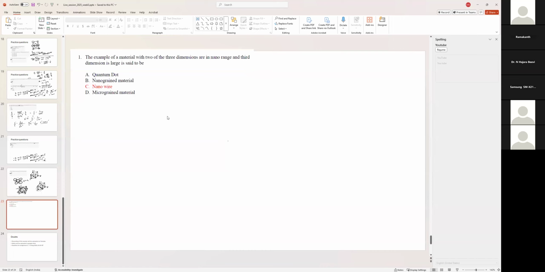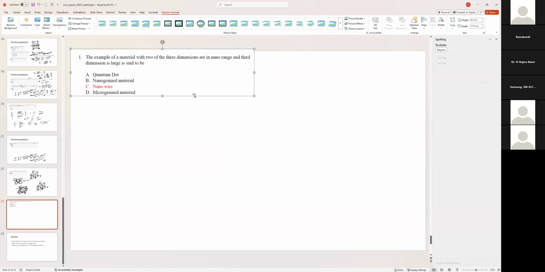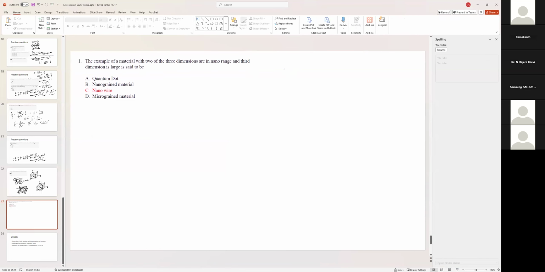An example of a material with two of the three dimensions in the nanometer scale, and the third one is large. So if you remember from the last session, since one dimension is larger than nanometer scale, it's a 1D material. So an example of a 1D material is a nanowire or a nanorod, where your x and y dimensions are in the nanometer range, and the third one, length, is greater than nanometer.